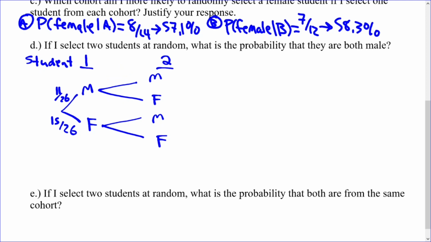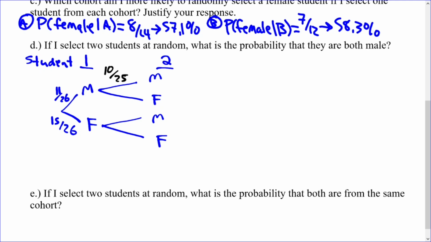And I'm going to change my color too as well. All right, so there are no longer 26 students. We've already selected one out. There are 25 students. And we've also reduced the number of males. There were 11. In this case, we've already taken one out, so it's 10.